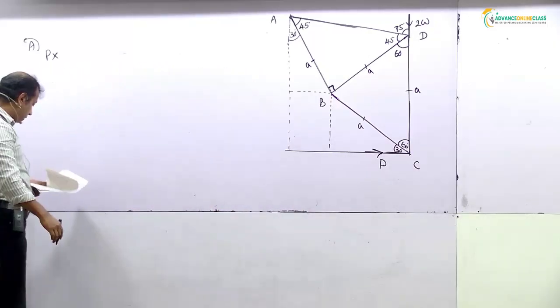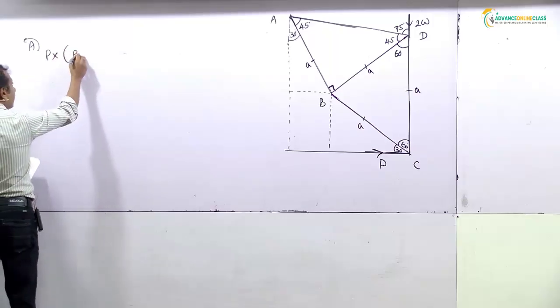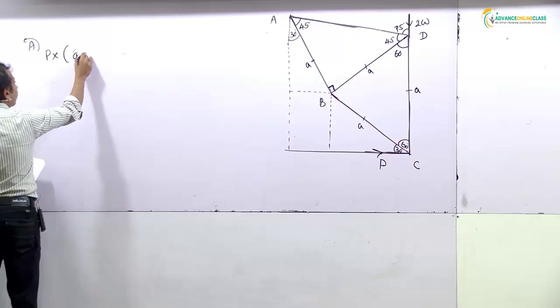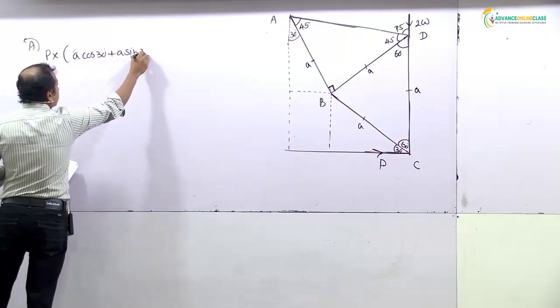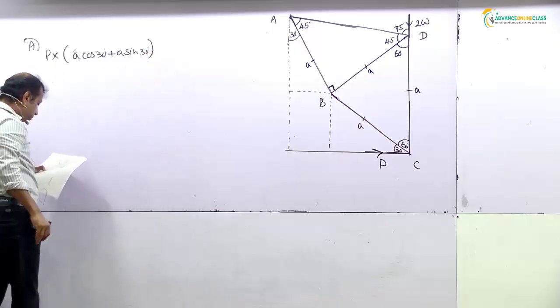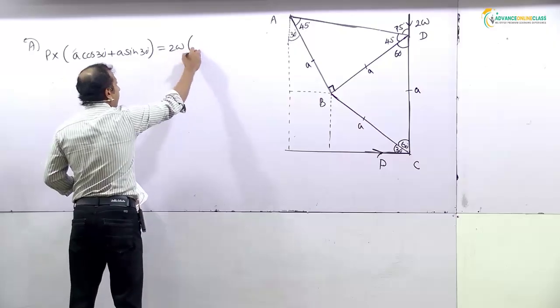P into (A cos 30 plus A sin 30) equals 2W. Right.